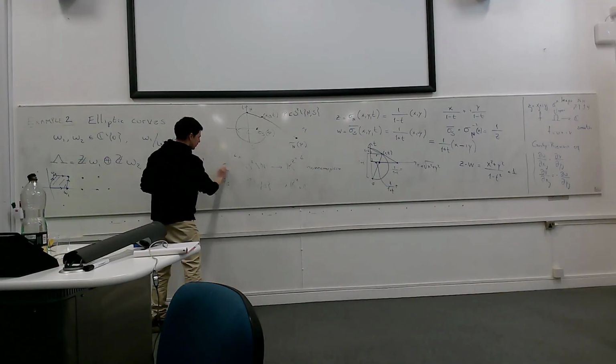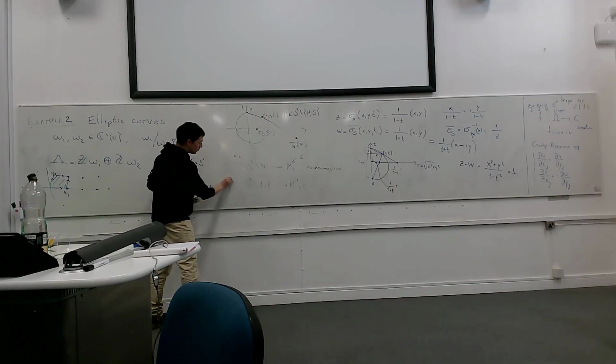So now, okay, this is elliptic curves. Again, our example of Riemann surfaces, because it's a complex manifold of dimension 1.